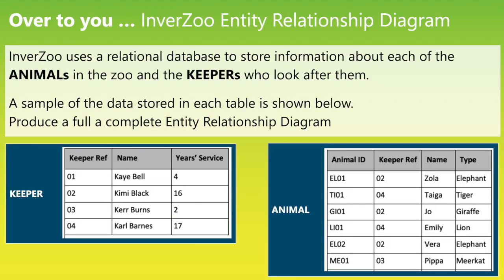What I'd like you now to do is have a go at producing an entity relationship diagram for N5CS. So you have to produce a full and complete entity relationship diagram. So that will identify the entities, the attributes within those entities, the primary keys, the foreign key, as well as identifying and describing the relationship between those two entities.